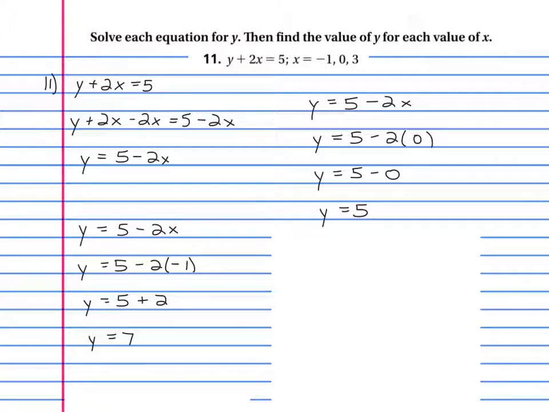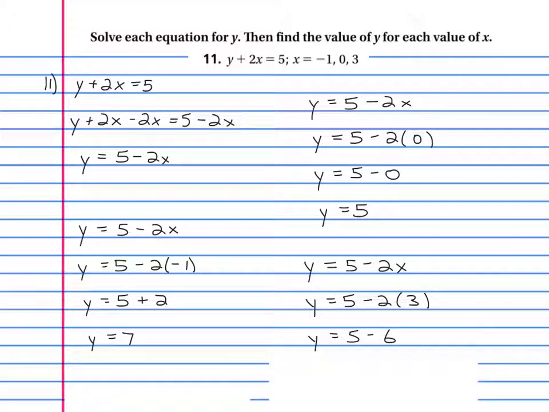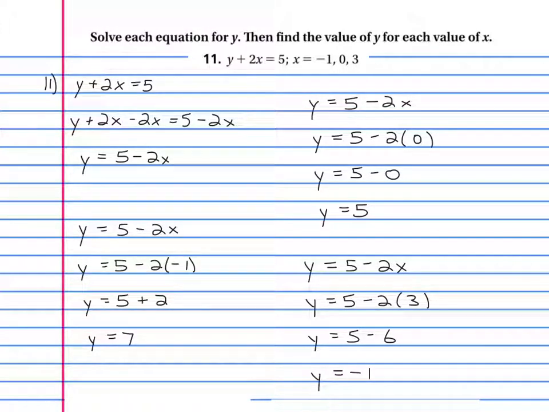But we're going to do it one more time for the value up top that they give us, 3. So we say y equals 5 minus 2x. We always start with the original equation. And now we plug in 3 for x. And what is -2 times 3? It is -6. So we've got 5 minus 6, and that simplifies down to -1.